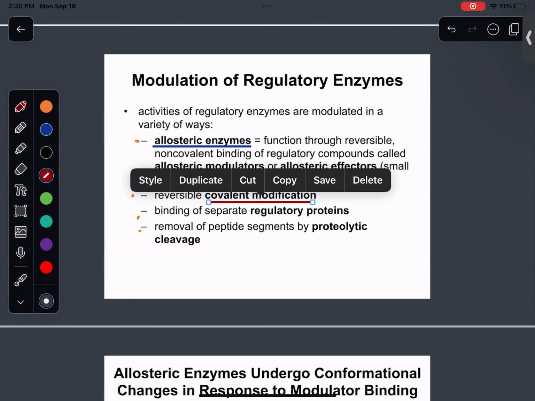We're also going to see the binding of separate regulatory proteins. It's going to be just a different type of regulatory protein that will bind on. It's exactly what it sounds like. And then interestingly, we're going to have something called proteolytic cleavage, which, if you break down the word, has to do with breaking peptide bonds. And that often is involved with zymogens. You guys learned about zymogens, right? A little bit.